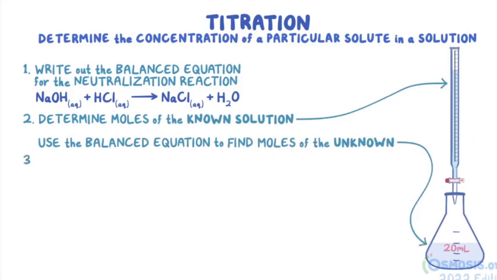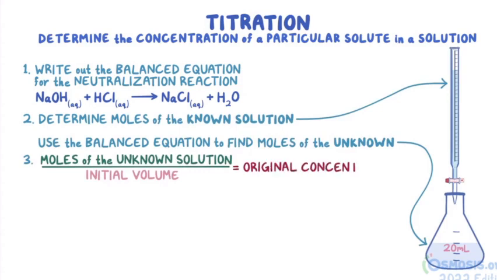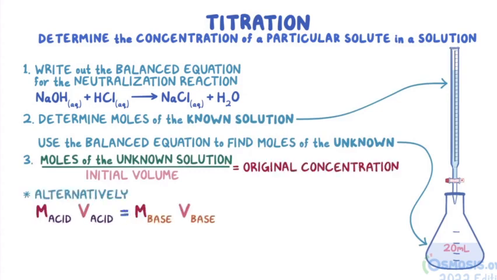The last step is to divide the moles of the unknown solution by the initial volume to get the original concentration. Alternatively, the MV is equal to MV equation can also be used to calculate the original concentration of the unknown.